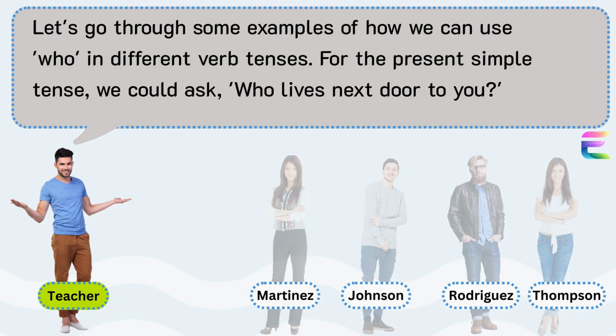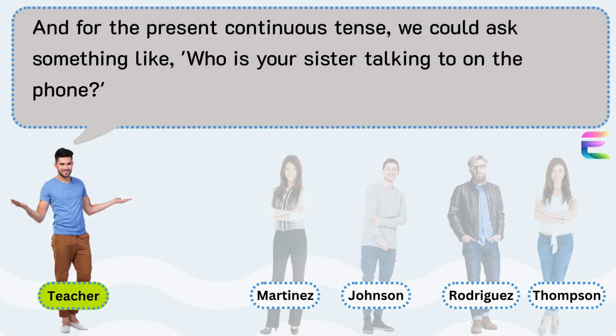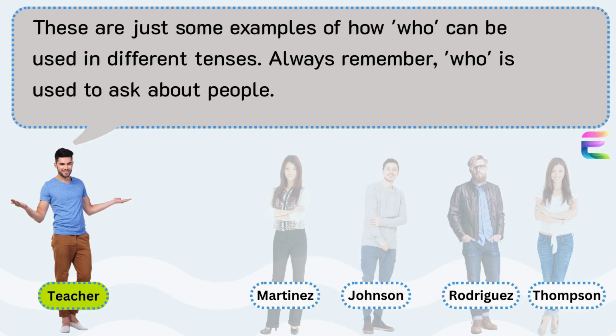Let's go through some examples of how we can use who in different verb tenses. For the present simple tense, we could ask, who lives next door to you? In the past simple tense, an example question could be, who did you meet at the party last night? And for the present continuous tense, we could ask something like, who is your sister talking to on the phone? These are just some examples of how who can be used in different tenses. Always remember, who is used to ask about people.